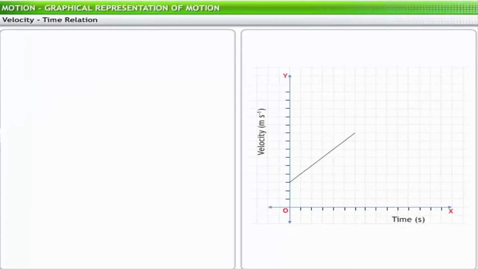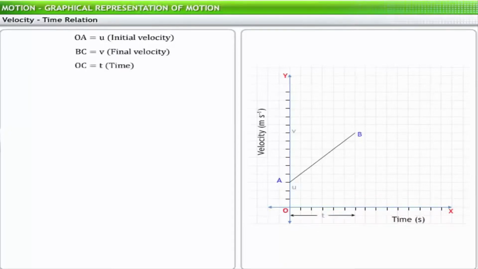Consider a velocity-time graph for a uniformly accelerated moving object as shown. In the graph, u is the initial velocity of the object represented by the point A. V is the final velocity represented by the point B. T is the time in which velocity changes from u to v. From point B, draw two lines BC and BE perpendicular to the x-axis and the y-axis respectively.